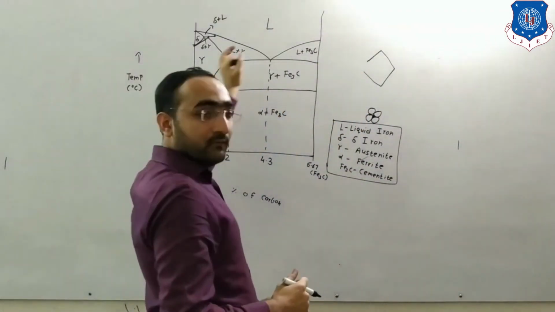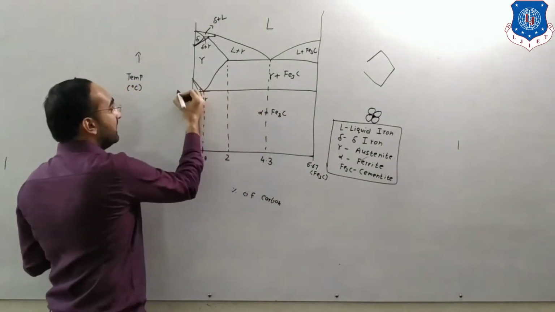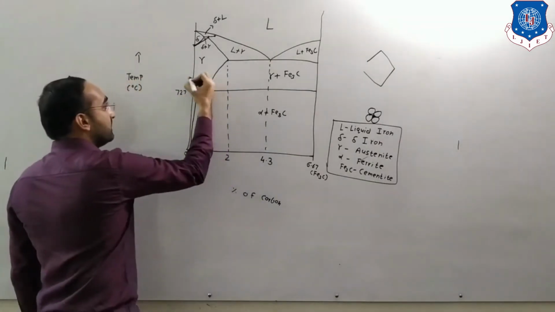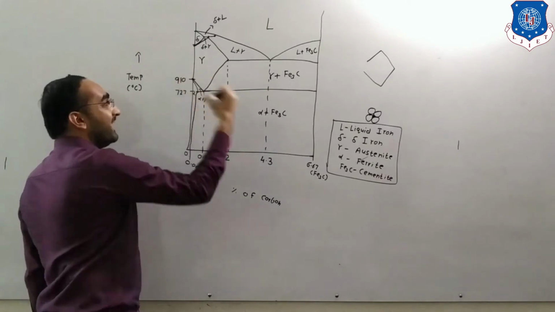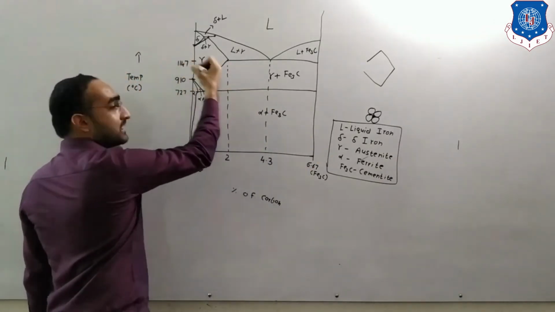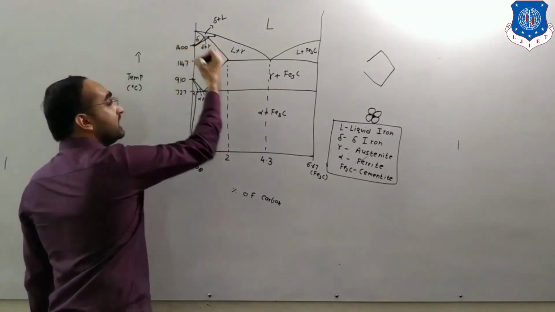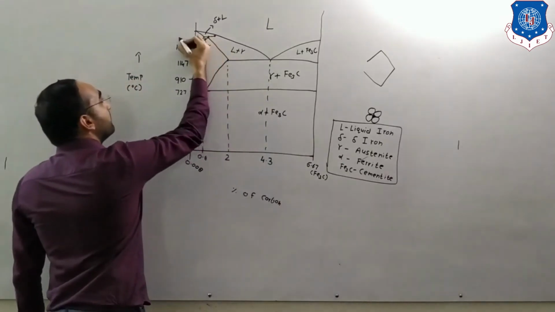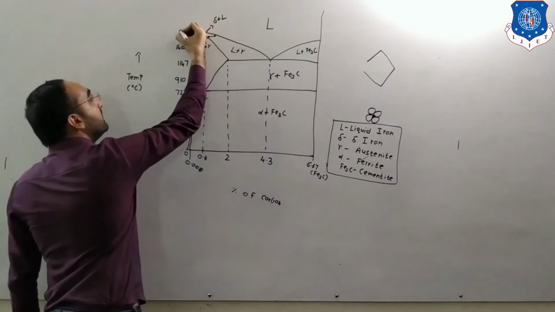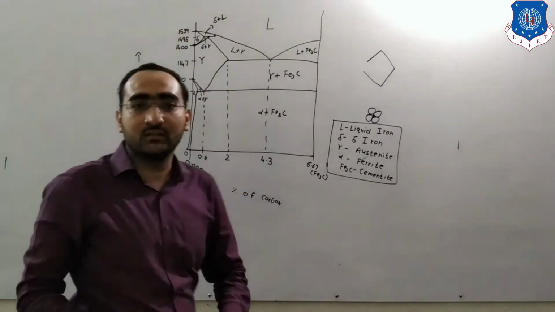So now we will see the different temperature lines. Starting from the bottom, this line is 727 degrees Celsius. Next comes this point, that is 910 degrees Celsius. Next comes 1147 degrees Celsius. Another one is 1400 degrees Celsius. Next comes 1495 degrees Celsius. And the topmost is 1539 degrees Celsius.